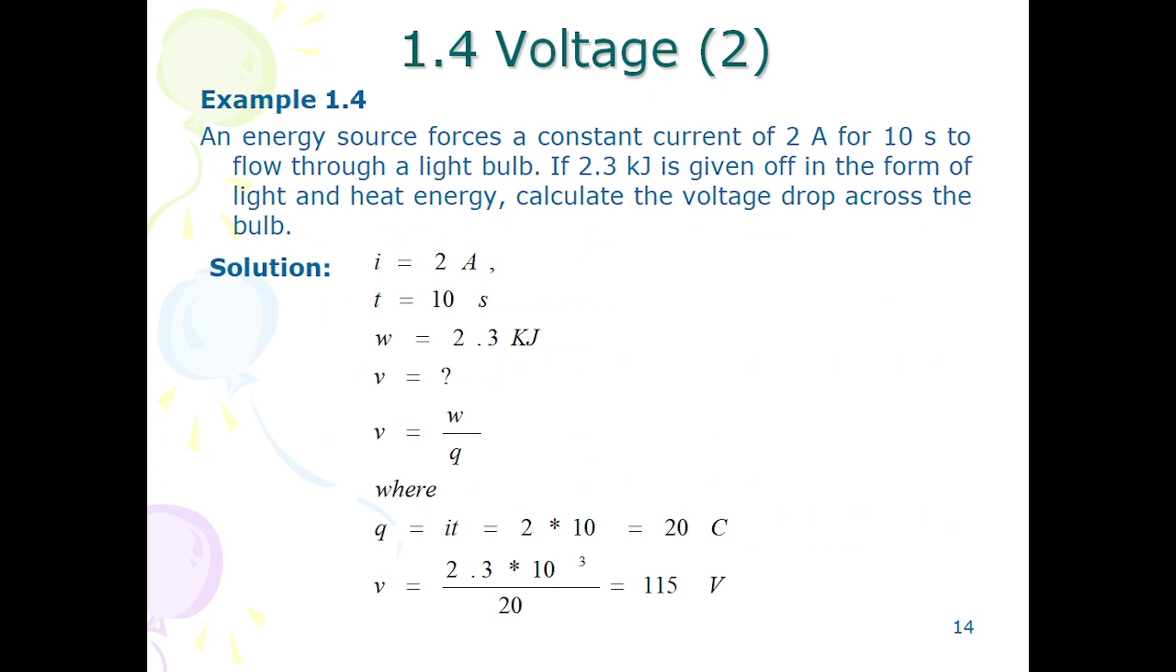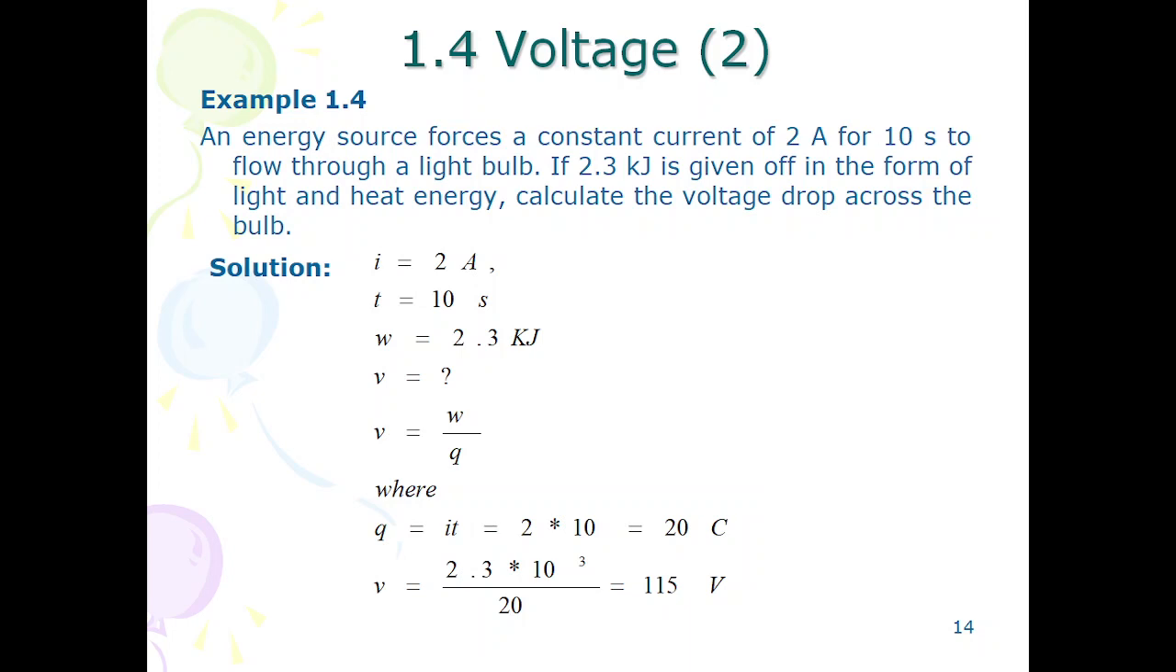Now we have an example on the topic voltage. An energy source at a constant current, meaning current is given as 2 ampere for 10 seconds, flows through a light bulb. If 2.3 kilojoule of energy is taken off in the form of light and heat, calculate the voltage drop. Voltage drop is equal to work done divided by charge.